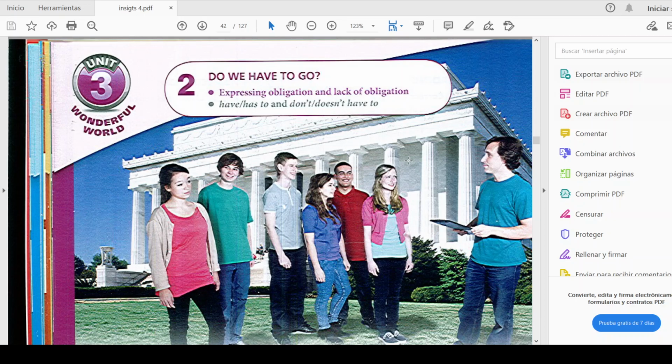Okay, this week, guys, we are going to focus on the unit that we're going to study. It's going to be Unit 3, and Lesson 2. That's going to be on page 42. So this week we're going to learn expressing obligation and lack of obligation using more modals.